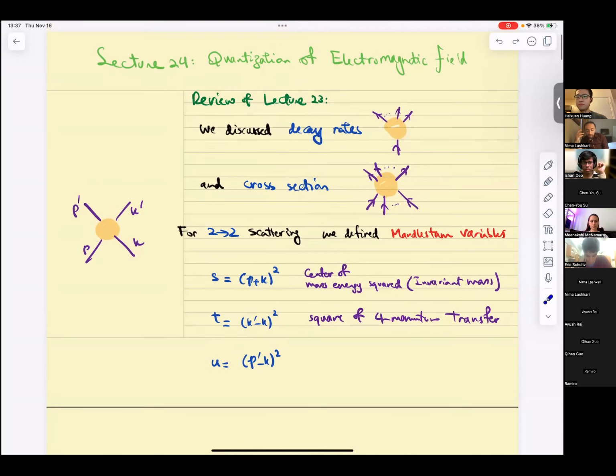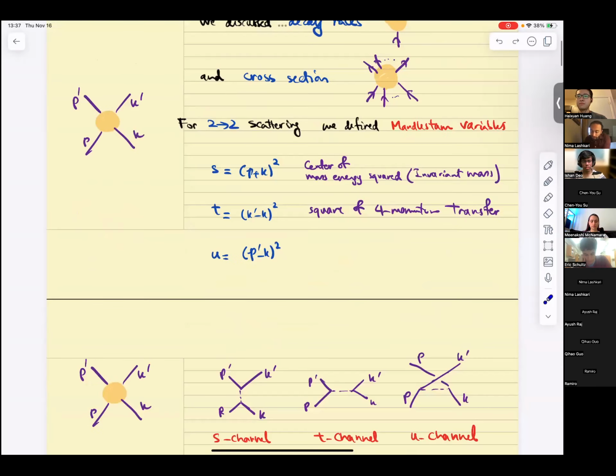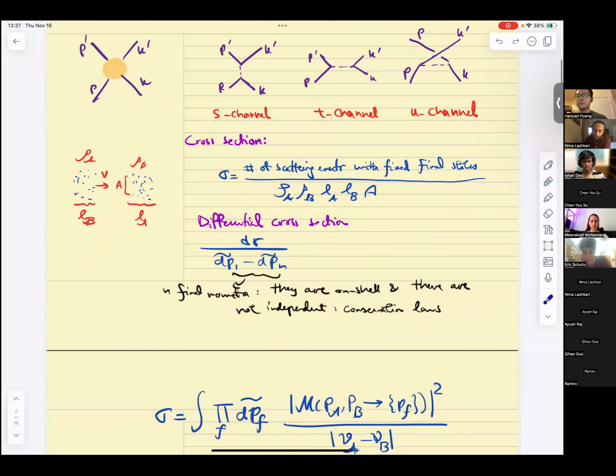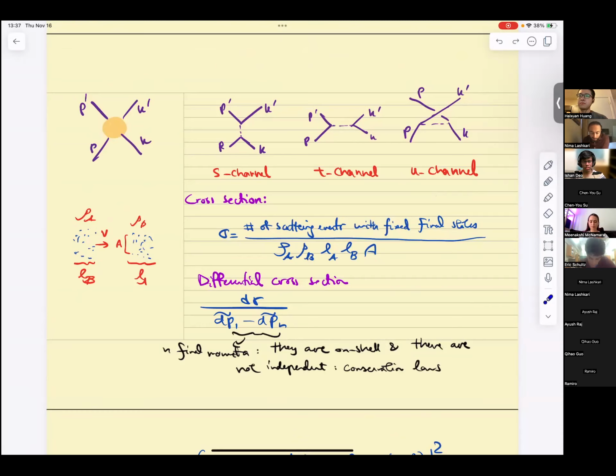All right. So then we said, based on those variables, we can define the S channel, T channel, and U channel. So for instance, if there is a 3-point vertex here, where 2 of these particles are interacting with some mediating particle, like, for example, a scalar in Yukawa theory, this particle can propagate this way, or this way. And we call this the S channel, T channel, and U channel, because as you switch this to this, the S variable goes to the T variable. This is just a relabeling of what is meant by P prime and K prime, right?